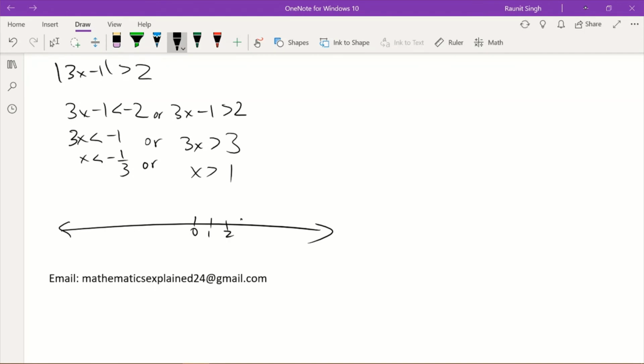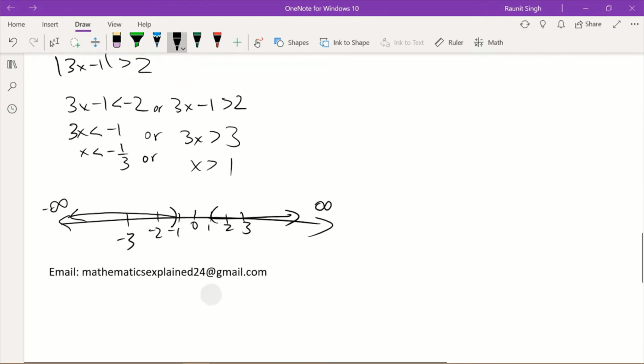0, 1, 2, 3, negative 1, negative 2, negative 3. Oh, that's a really weird 3. Anyway, let's see here. So we can do the 1 easily with the arrow, and then we can do 1/3. No, that's more like half. That's closer to 1/3, and then we have an arrow. I'm just gonna draw it above a little bit, that way you guys can see. But anyway, that is it for that problem. It goes all the way to negative infinity, and then this goes to positive infinity. So that is it for this one.